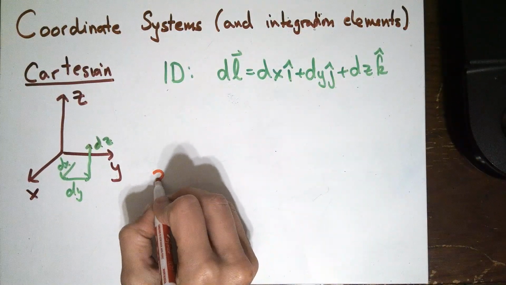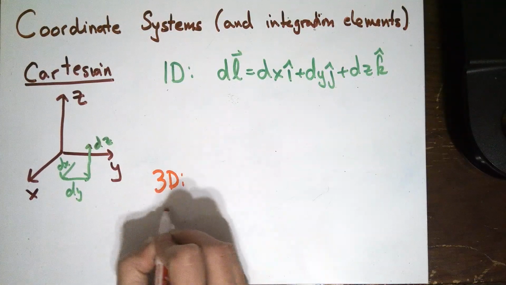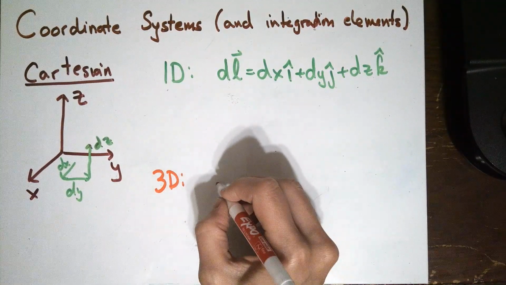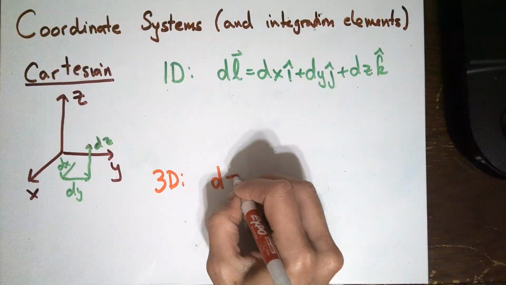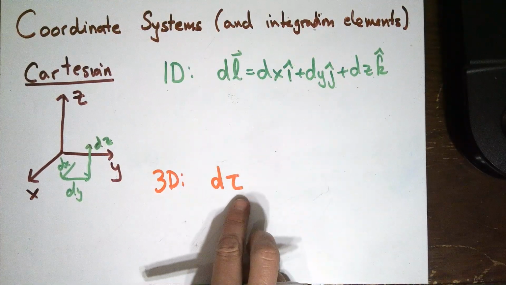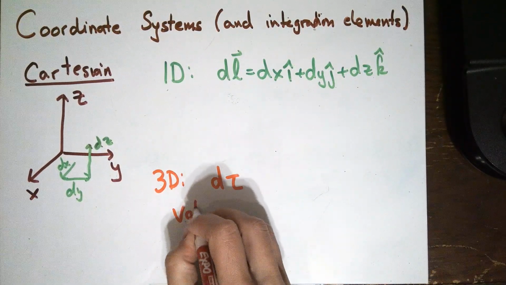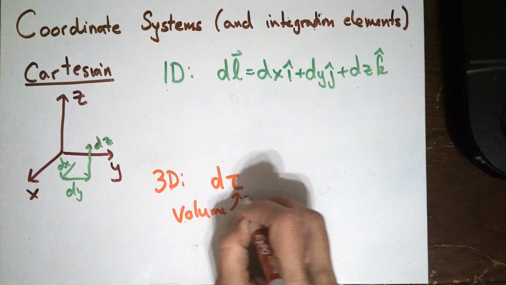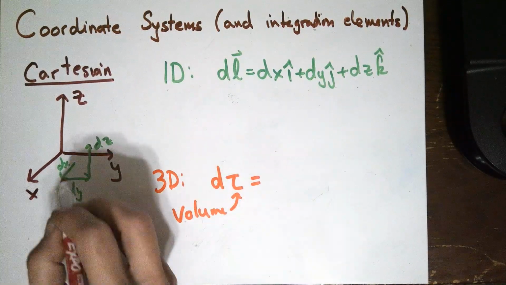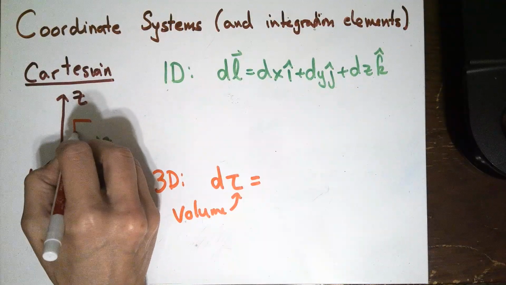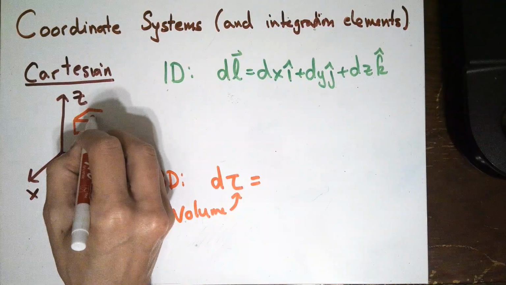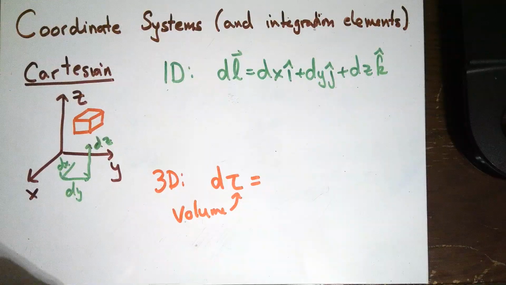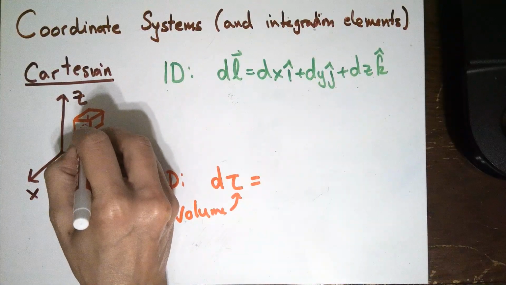Now it seemed like maybe we do 2 dimensions next, but I'm actually going to switch to the volume element, to the 3-dimensional element. And that we usually write with a d tau. So this is volume. And for that, well, we'd be doing like a little box that might look like that. That would be a volume.